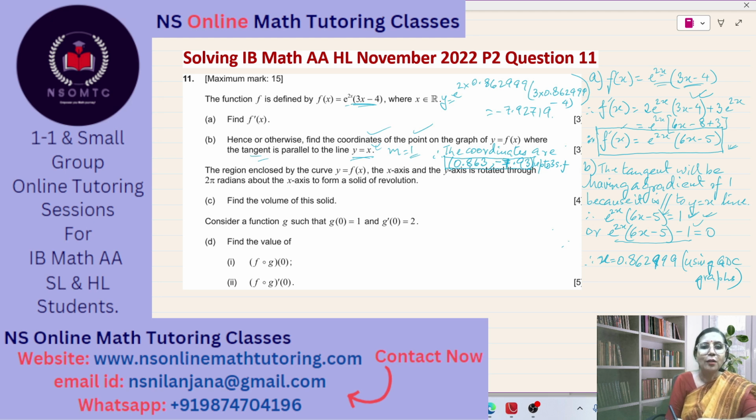Fine. So now we come to this part. The region enclosed by the curve y equals f of x, the x-axis and the y-axis is rotated through 2 pi radians about the x-axis to form a solid of revolution, and part C's question is: find the volume of this solid. First of all, let us see where the region is lying.